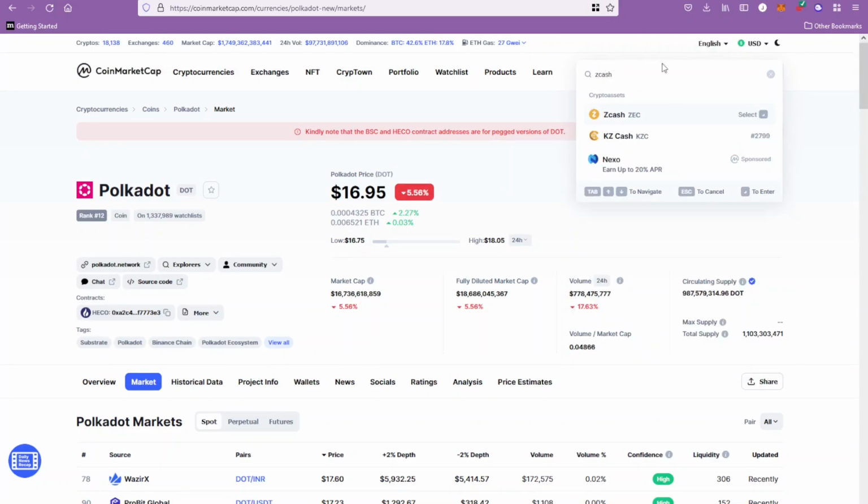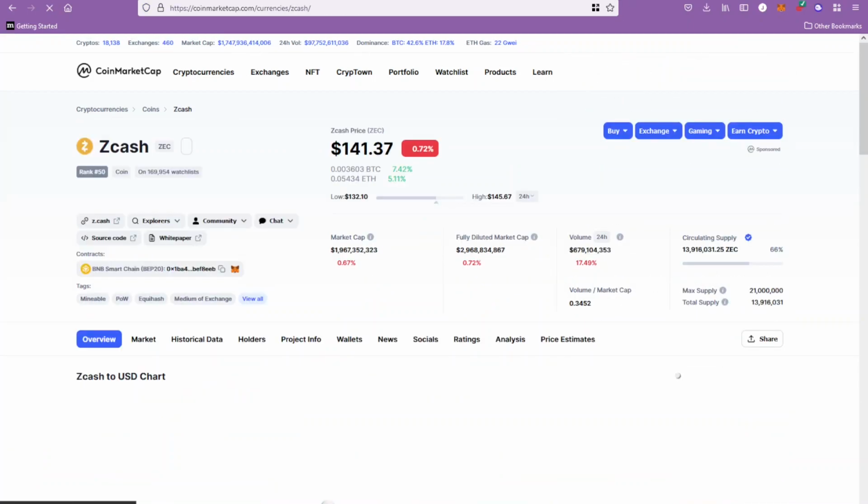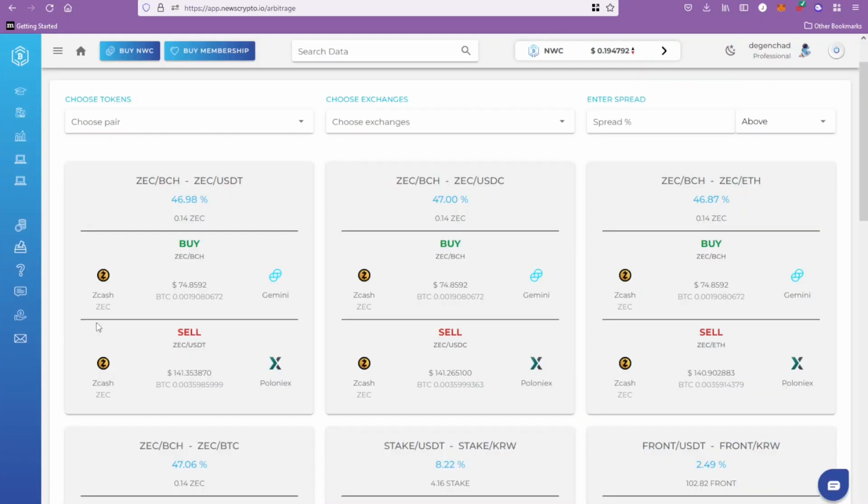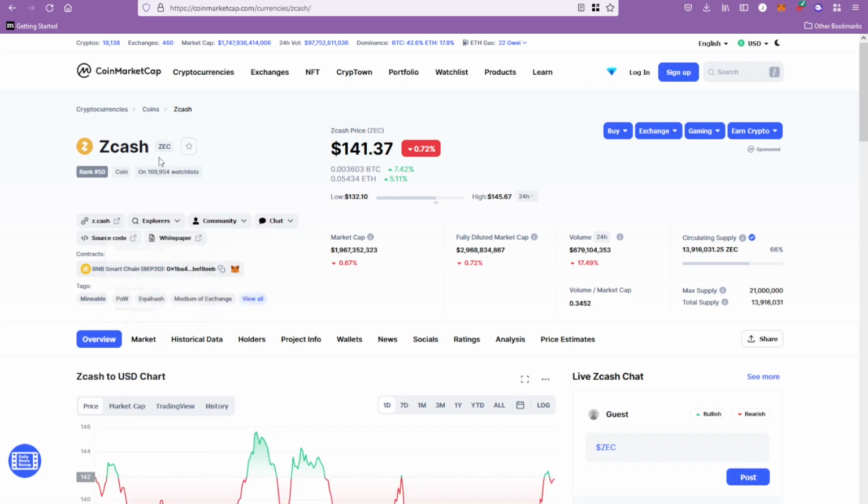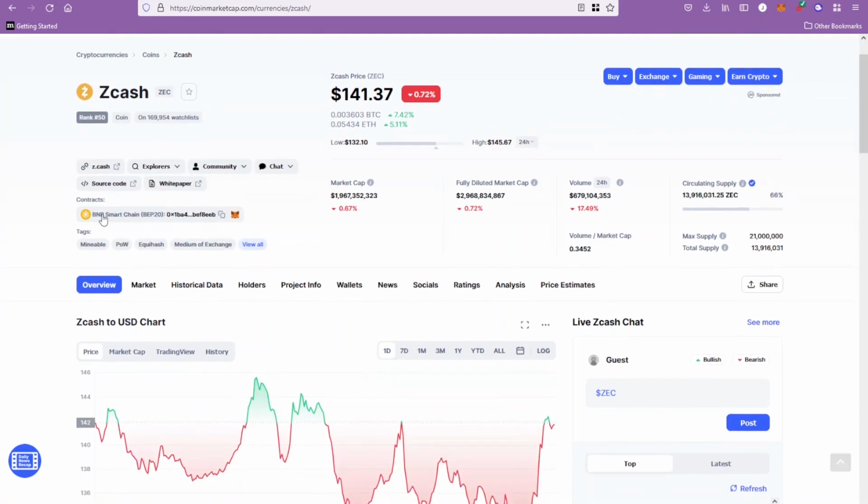I can actually remember this coin launching on Binance at one point, and I'm sure I bought it. Zcash, is this the one? Most probably. ZDC, yep, this is it. And you can see, it's a Binance Smart Chain coin, which makes this quite a good opportunity. So you see the price is actually $141.